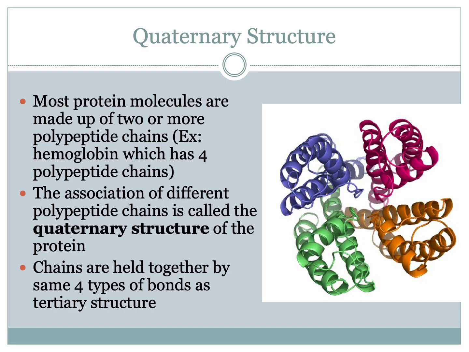Now looking at the quaternary structure, most protein molecules are made of 2 or more polypeptide chains. For example, hemoglobin, which has 4 polypeptide chains. The association of different polypeptide chains is called the quaternary structure. Chains are held together by the same 4 types of bond as the tertiary structure. Quaternary does not mean there are 4 polypeptide chains.